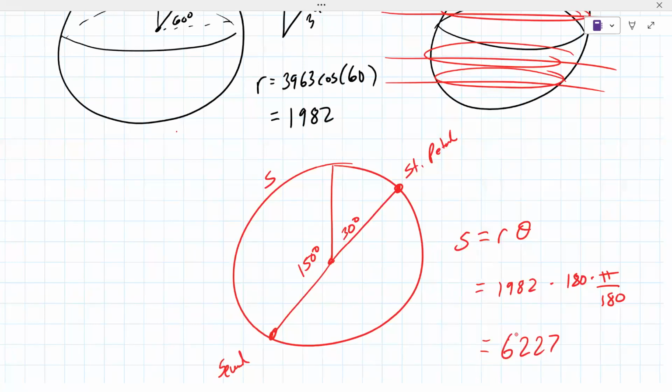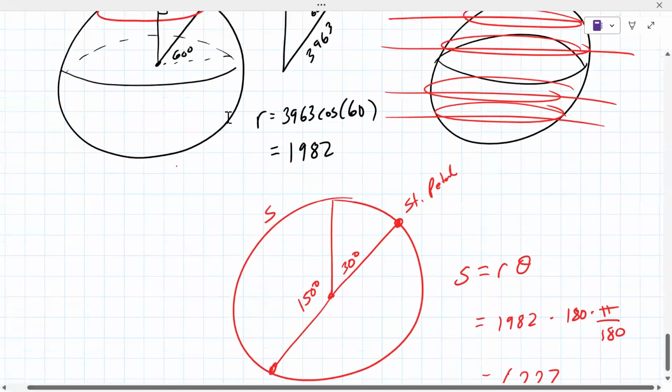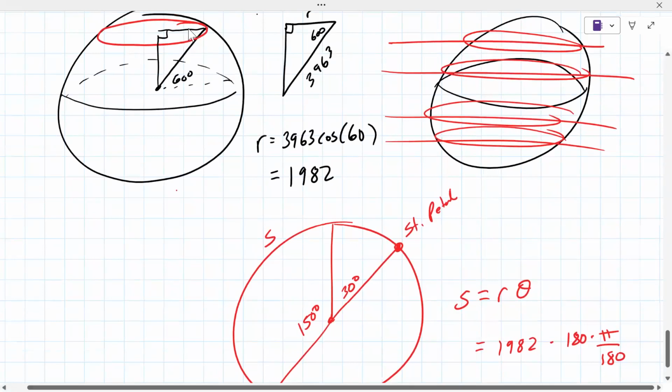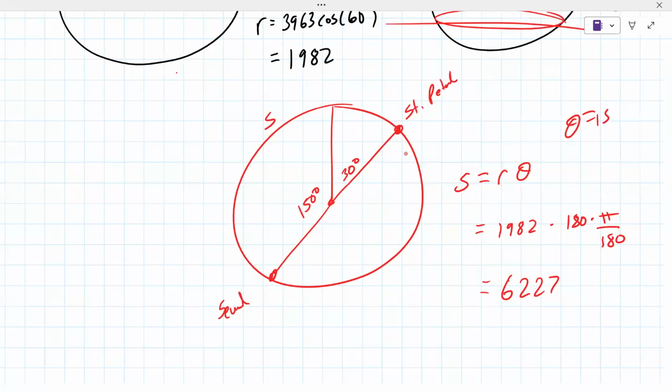Okay. So that's traveling along the 60-degree north parallel. So that's going around the 60-degree north parallel. Why would you multiply by... dividing by 180? I mean, why would you? Oh, because the angle theta is 150 plus 30. Oh, okay.